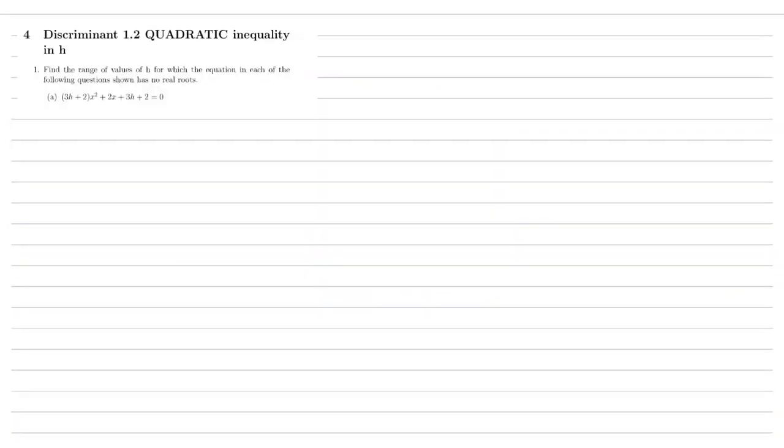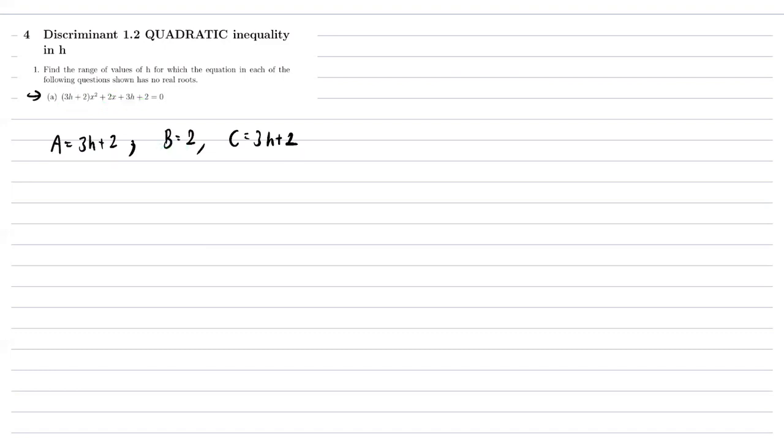Okay, let's go. So question 1a, find the range of values of h for which the equation in each of the following questions, in this case there's only one part, I'm just doing part a, shown has no real roots. So again, you just have to identify what's your a, your b, and your c. Now, usually questions won't give it to you so nicely, but for introduction purposes, I designed a question that's easier to identify the a, b, and c.